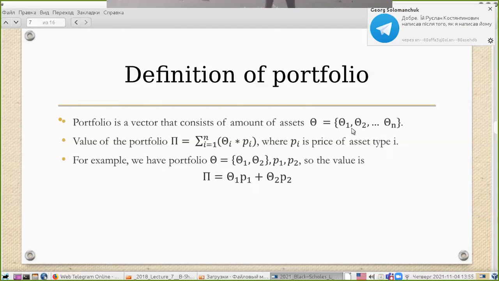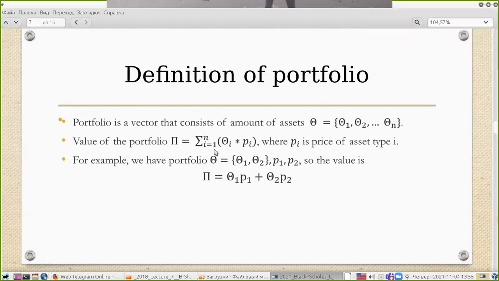And if we know these amounts, we can calculate the value of the portfolio as a sum of products. It is its amount, for example, 3 shares or 3,000 shares, multiplied by the price of these shares, plus the amount of other shares multiplied by another price, and so on. So it is called the value of the portfolio.